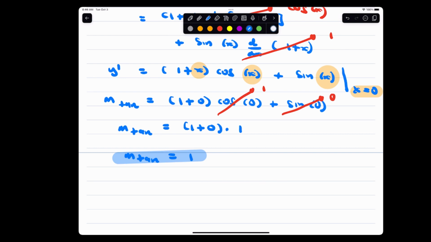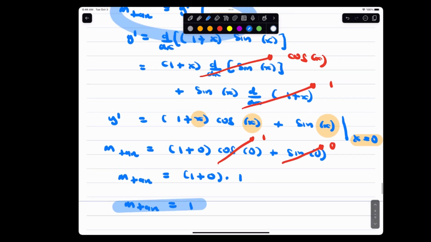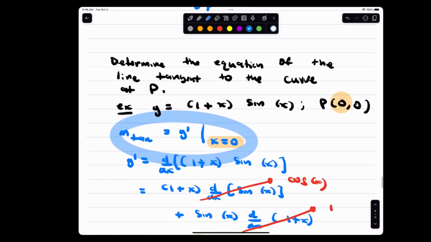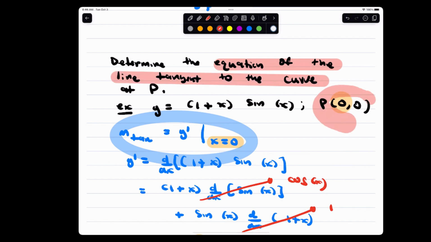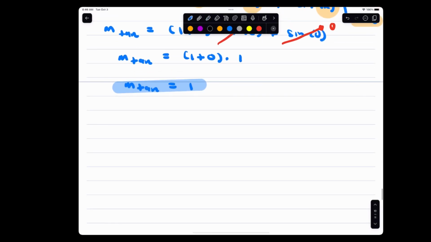So double check, ladies and gentlemen, my arithmetic. Double check and see if that's correct. Yeah, you are correct. So that's the first part. They want the equation of the line tangent to the curve at the location P. So what's this equation going to be? You guys remember? Y minus y1 is m tangent times x minus x1. Okay?